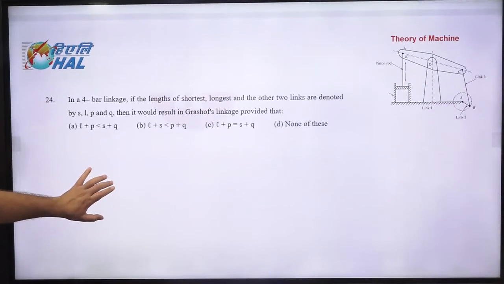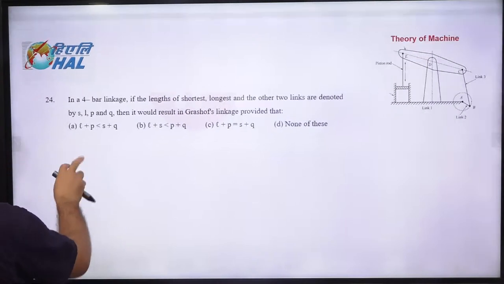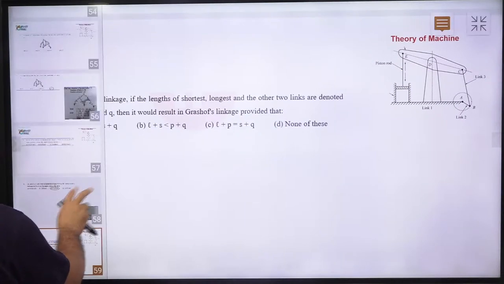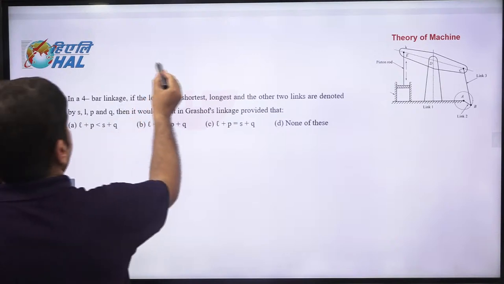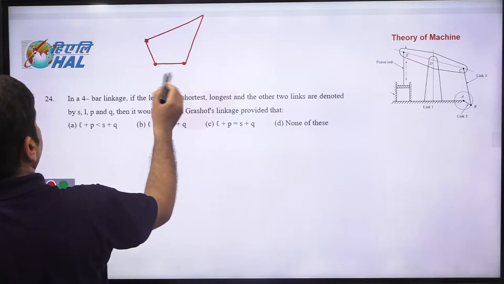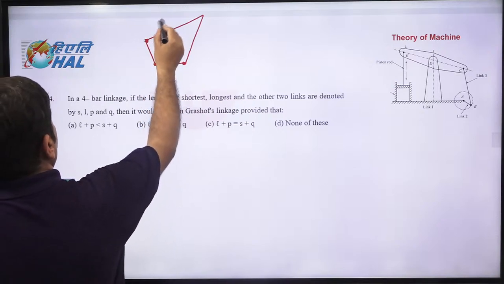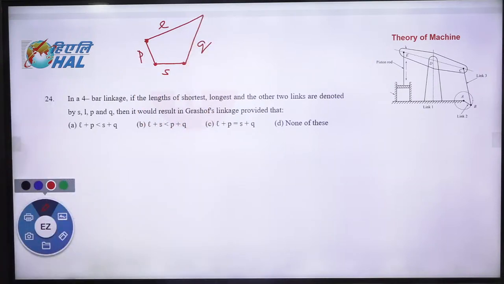Okay, now this question also is an incomplete question, so let me go for this now. In a 4-bar linkage, the lengths of the shortest and longest links and the other two links are given like this. Let us say this is the shortest, this is the longest, and then we are given P and Q.